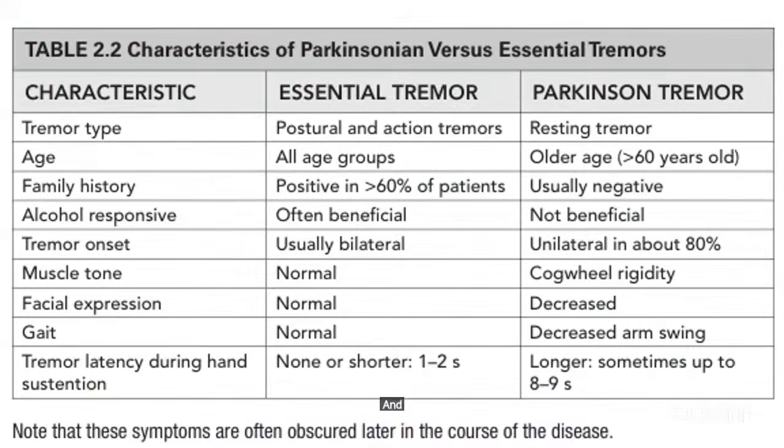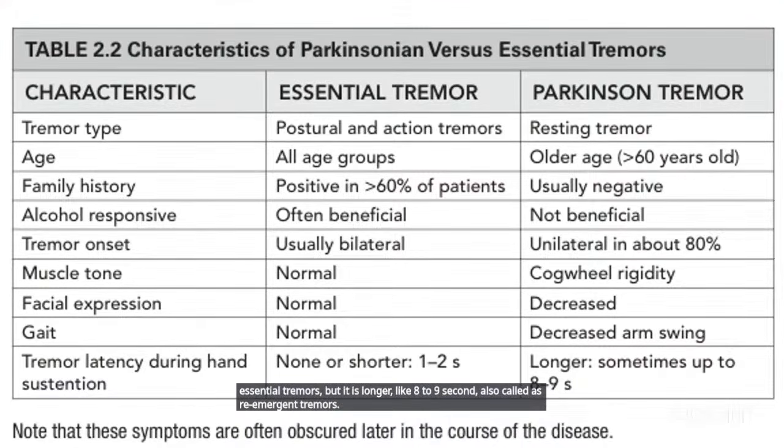And tremor latency during hand suspension is very short or none in essential tremors, but it is longer, like 8 to 9 seconds, also called re-emergent tremors, in Parkinson disease.